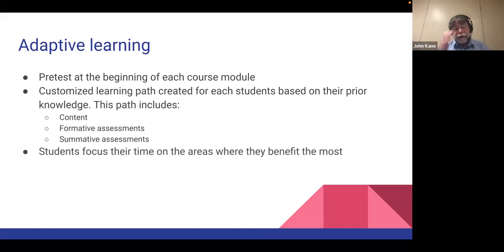An advantage of the use of adaptive learning as a basic textbook, as something that students would generally be doing outside of the class, is it allows students to focus their time on the areas where they benefit the most from using their time, so that they're not spending an equal amount of time on all aspects of the material that they're supposed to learn. They'll focus their efforts on the things that they most need to focus their efforts on.